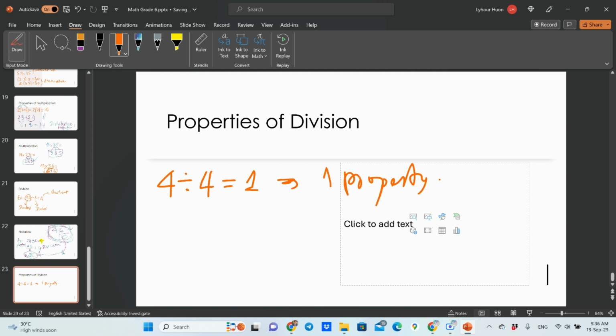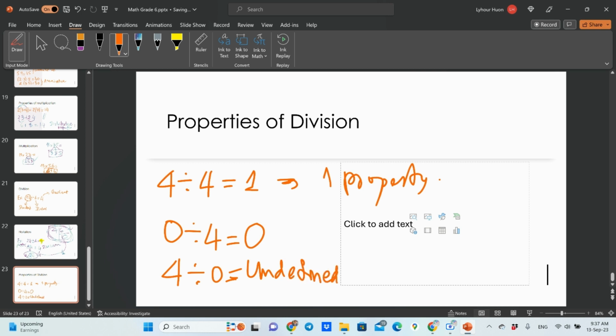How about when it's 0? This is interesting. 0 divided by 4 equals what? There is much discussion about 0 divided by 4 and 4 divided by 0. 0 divided by 4 is 0, correct? But 4 divided by 0 is undefined. We cannot define 4 divided by 0.